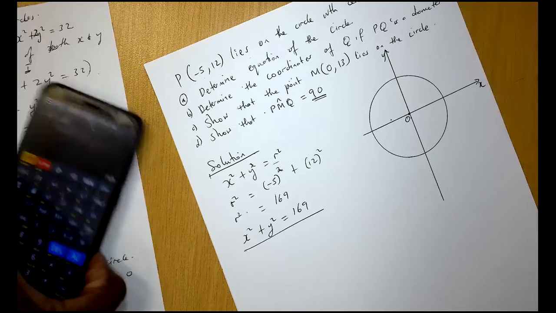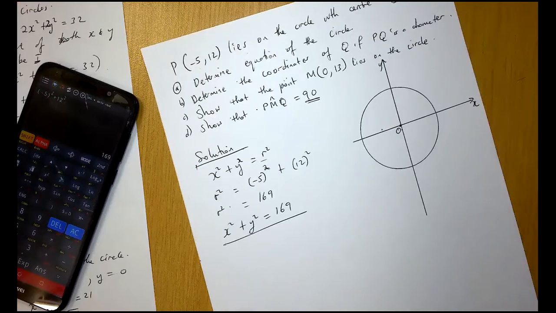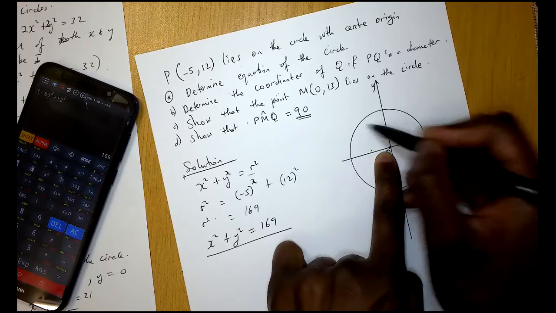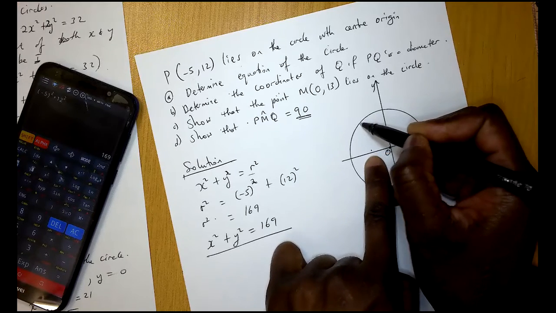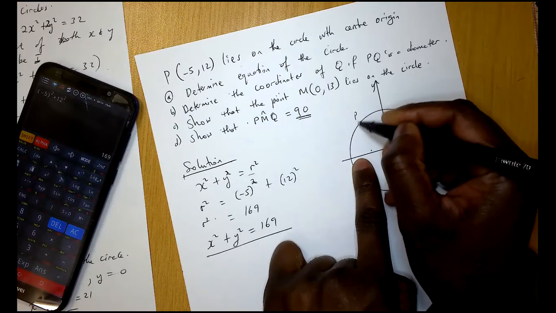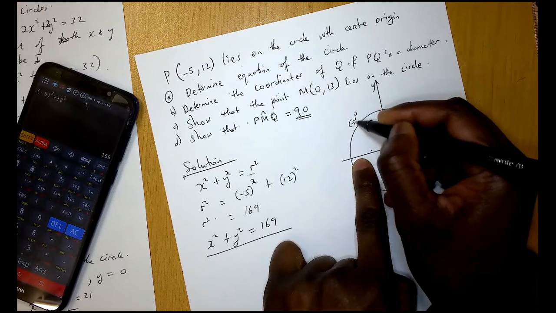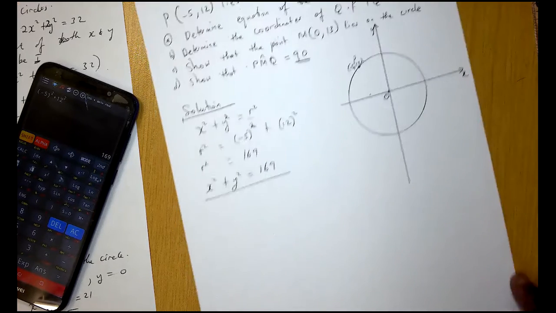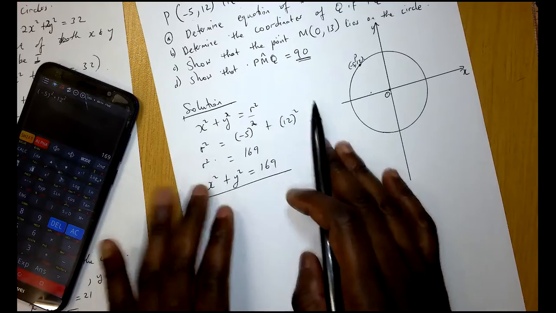Okay. So let's just sketch this to make our life easy. Our center is the origin, and the point here is negative 5 and 12. So let's just put it here. That's our P, which is equal to negative 5 and 12. We are done here for your first question.